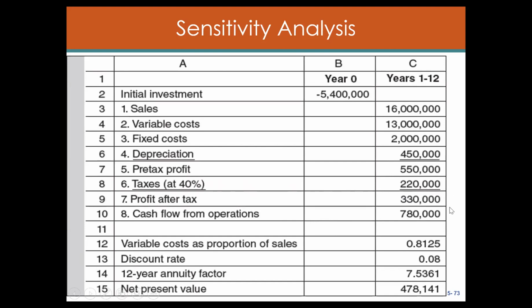This is the rule of accounting. Depreciation is an artificial expense. So you add that to the net profit after tax and you get the cash flow from your operations. So your cash flow from operations expected from years 1 to 12 is $780,000.